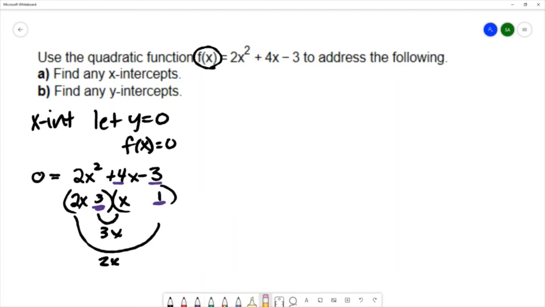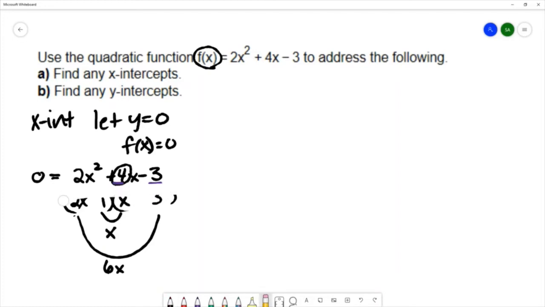So I'll try moving the 3 over here, and putting the 1 here. That would give me x on the inside and 6x on the outside. If I add or subtract these, that's not going to give me the right number in the middle. So I've tried all the possible combinations. So I'm going to solve this by the quadratic formula instead. Factoring doesn't work, but I can always fall back on the quadratic formula.